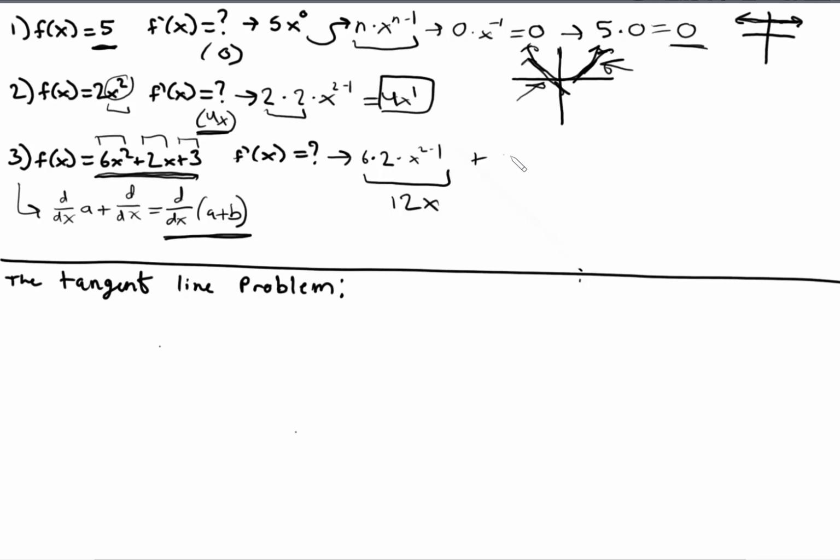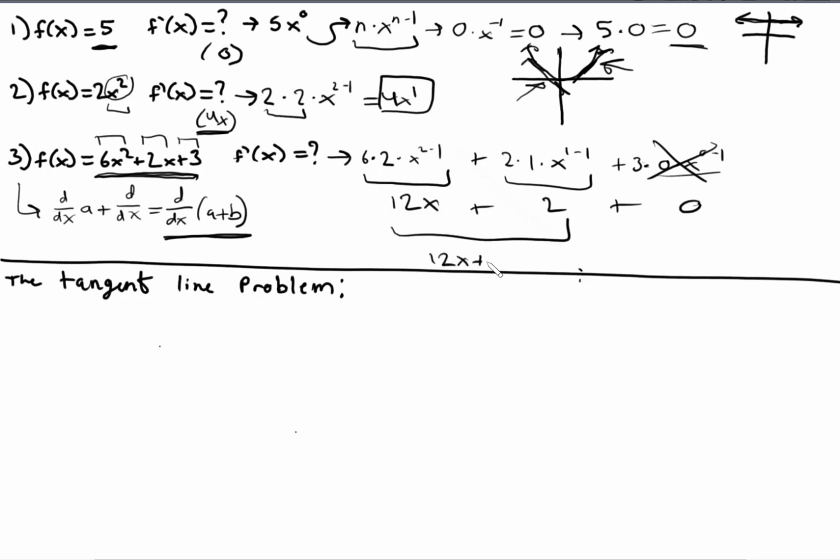Now plus 2 times, well, this is x to the 1, so 1 times x to the 1 minus 1. Well, x to the 0 is just 1, so this gets us plus 2. And then plus 3 times 0 times x to the 0 minus 1. And that's just 0, so that becomes plus 0. So our final answer becomes 12x plus 2. So that is the derivative of our function.